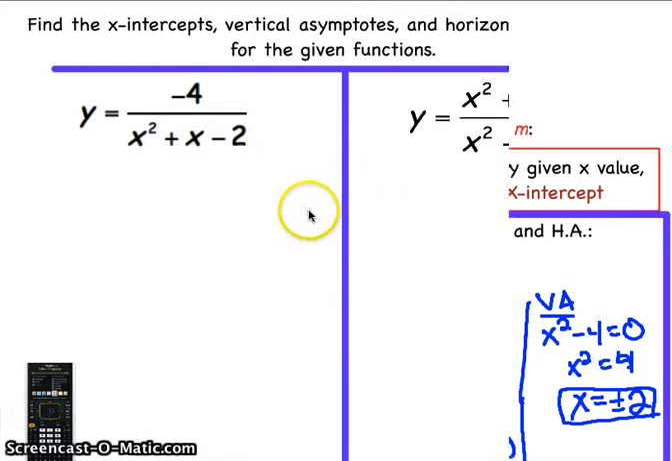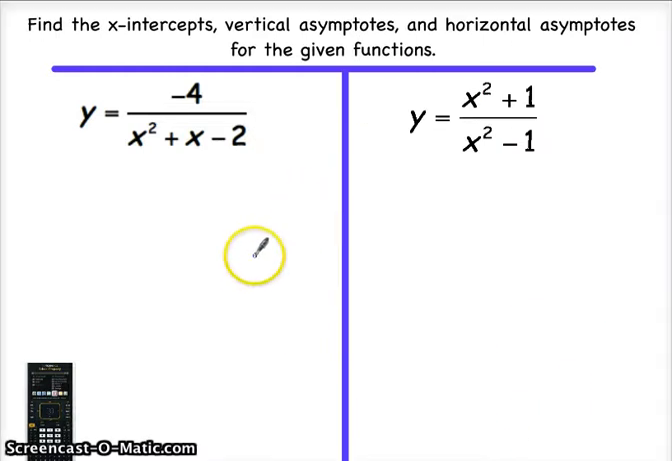Now this next page just has a few examples for you, so feel free to pause the video at this time and try to figure out what makes the bottom or the top of your equation equal to 0, and also how to find that horizontal asymptote.